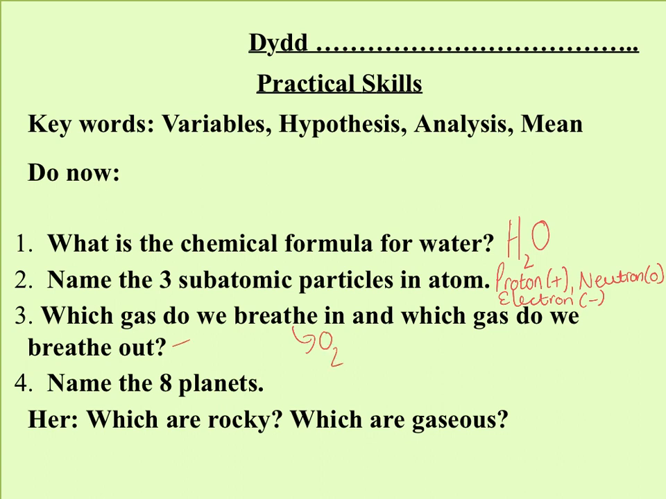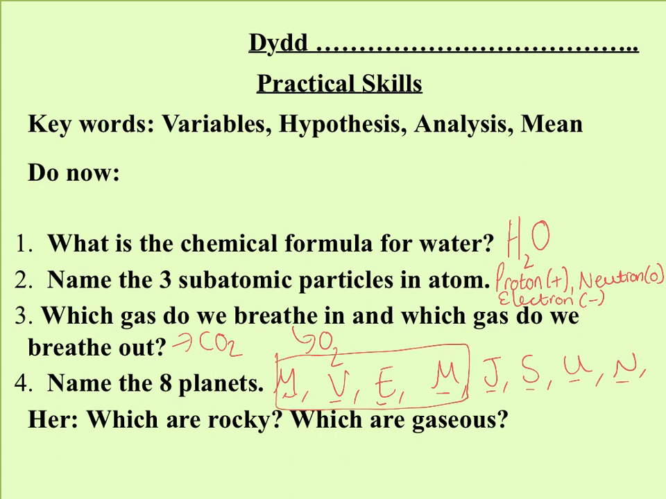Which gas do we breathe out? That's CO2. Name the 8 planets. So my very easy method just sped up naming, and then you could put planets for Pluto. Okay, so you've got Mercury, Venus, Earth, Mars, Jupiter, Saturn, Uranus, Neptune. Which are the rocky ones? The first 4 are rocky, and then the other ones are gaseous.